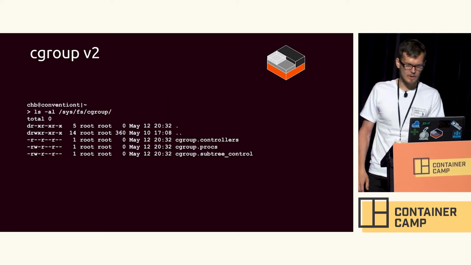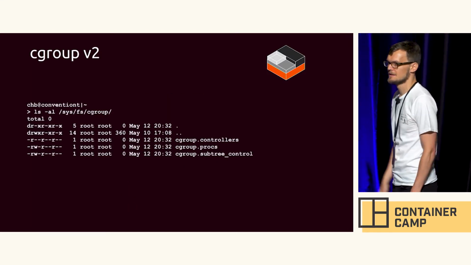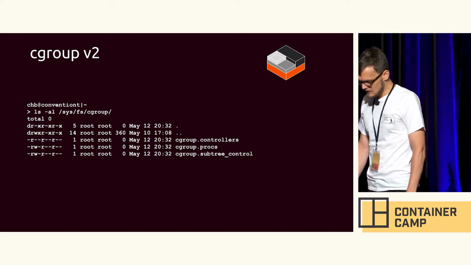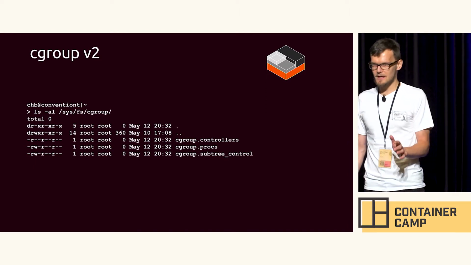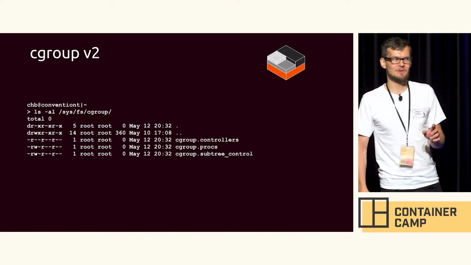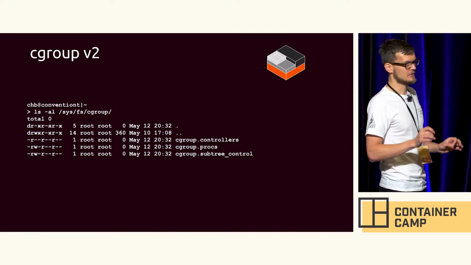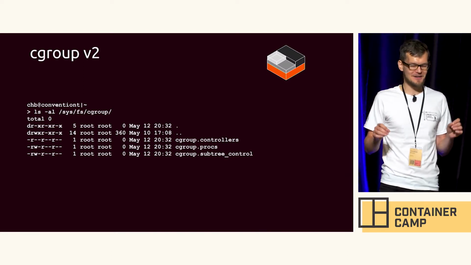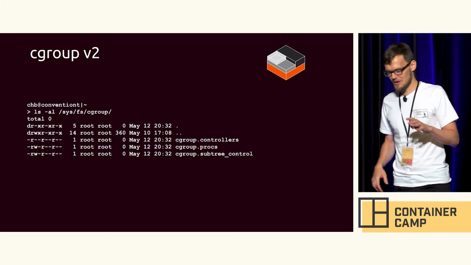But what about Cgroup v2? Why does it exist, and what is it? I think the easiest way to understand why it exists is to point out some of the differences to Cgroup v1, because there are actually a lot of them. I'm only going to mention four.